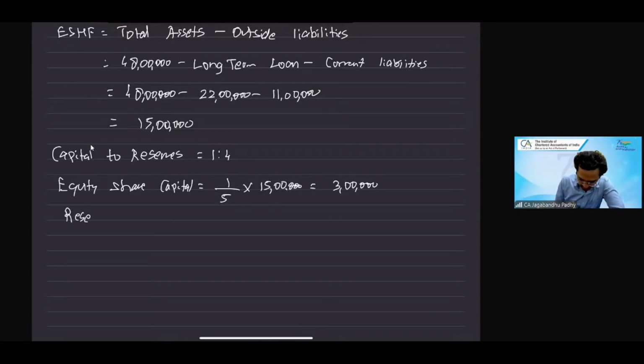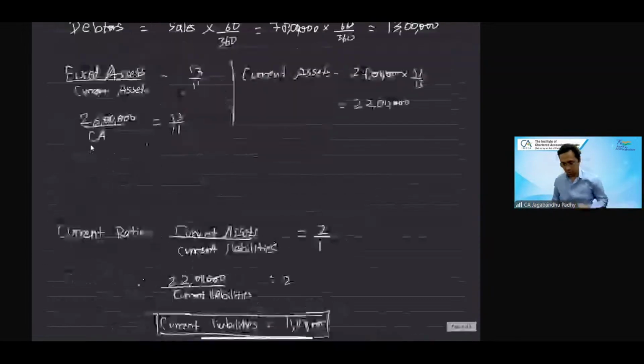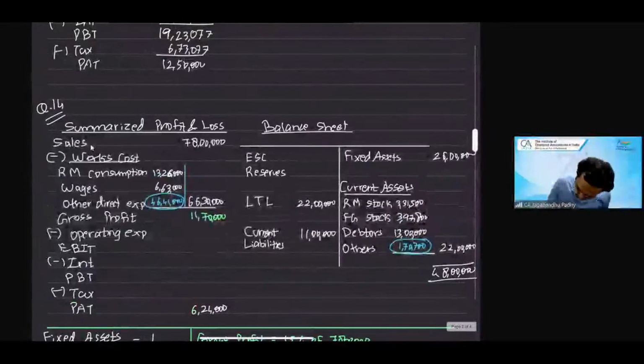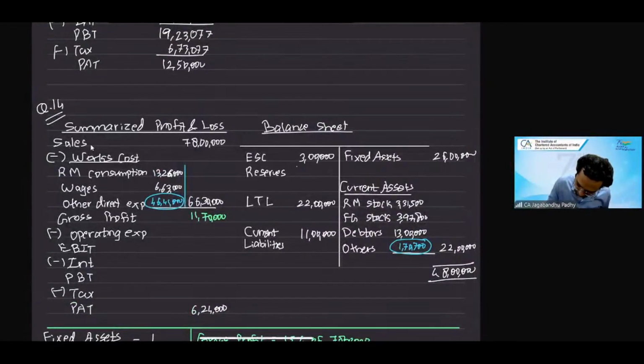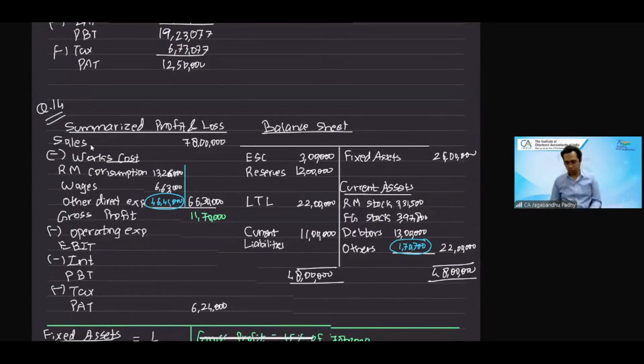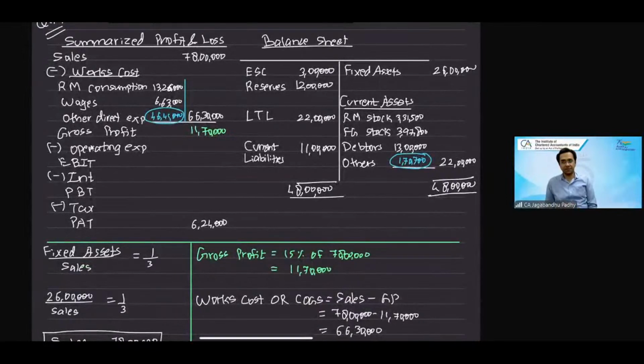And then we have the balancing reserves. Reserves will be 4/5 into 15 lakh, which is 12 lakh. Let's post it over here. Okay. So we have the total 33 plus 48 lakh, so we get a balance sheet total of 48 lakhs. Did we all get these numbers? Yes, sir.